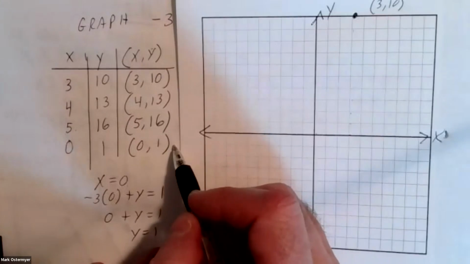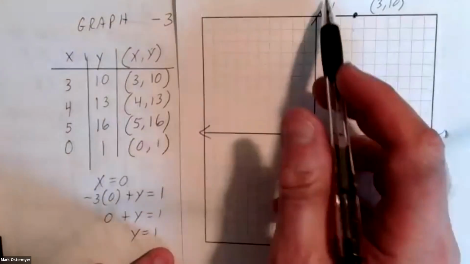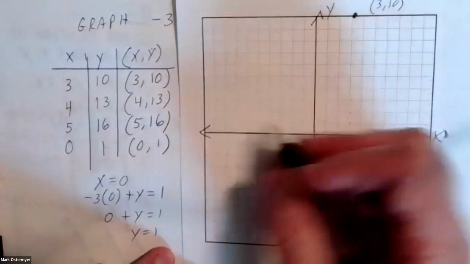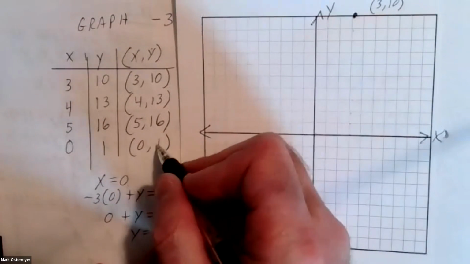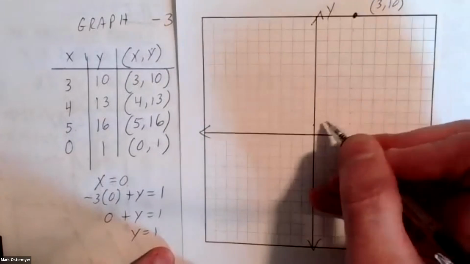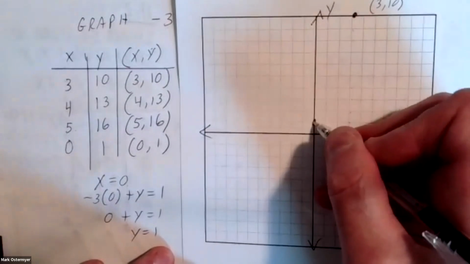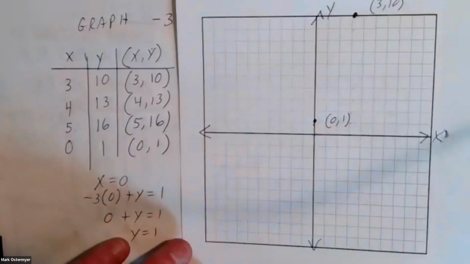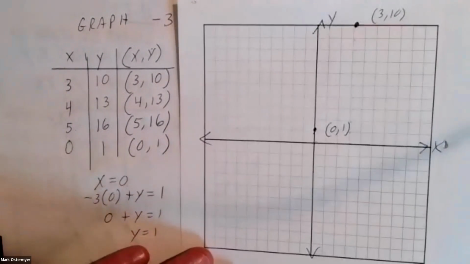(4, 13), I'm not going to be able to plot. I won't be able to go as high as 13. (5, 16) I won't be able to plot. (0, 1) I can plot. Start at the origin, stay on the y-axis, and go up 1. Right there. There's (0, 1). I think we have enough points to graph this linear equation. Ladies and gentlemen, we plotted 2 points. That should be good enough.